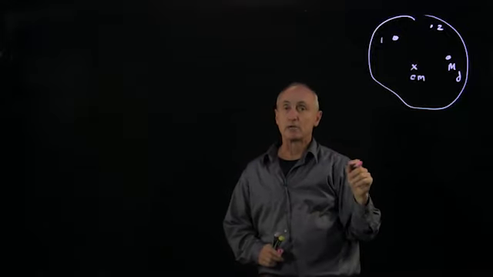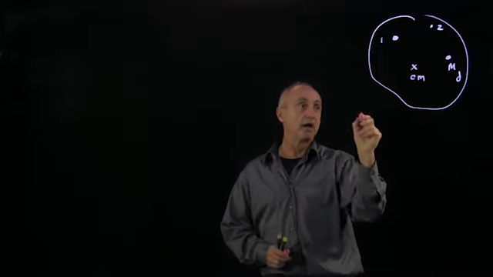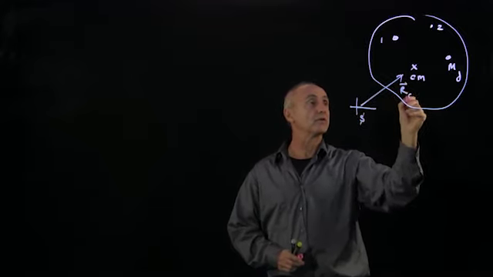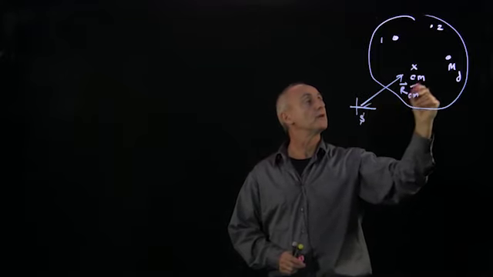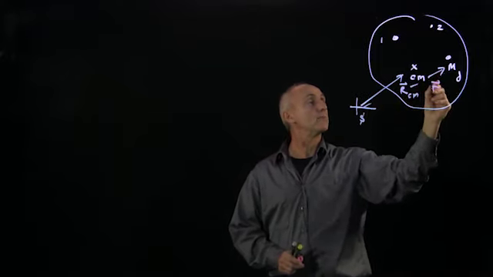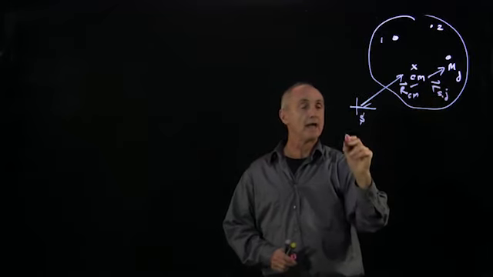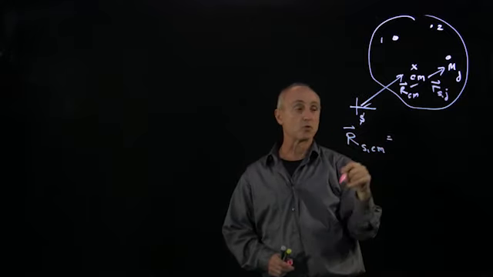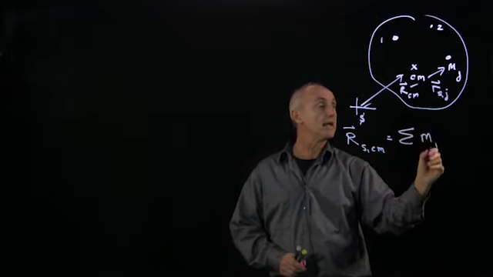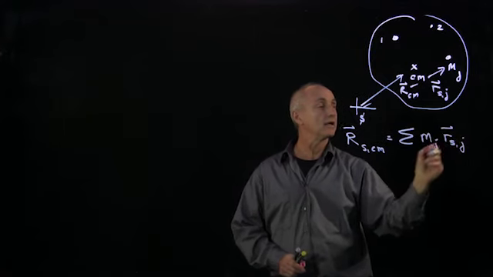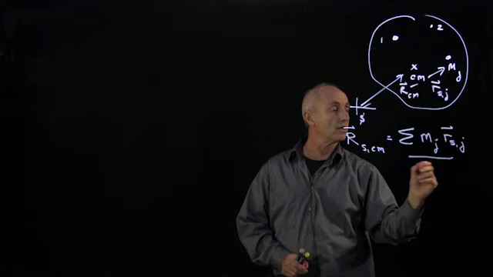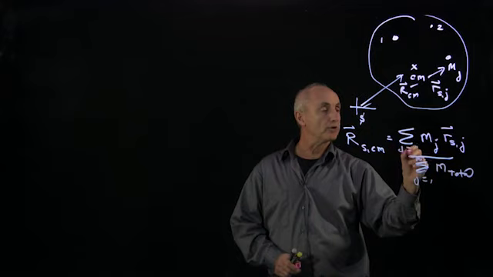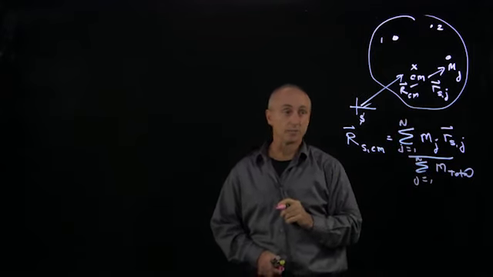And if I want to talk about the position of the center of mass, I can choose a point S. And if I want to define that vector r_cm, then what I have to do is draw a vector to each object, r_sj. And we saw that the position of the center of mass, with respect to this origin S, is the sum of m_j r_sj, divided by the total mass, m total, and j goes from 1 to n, where n is the number of particles in the system.